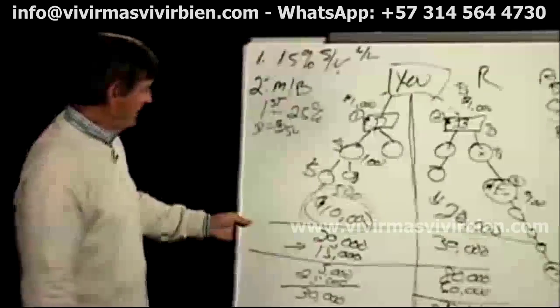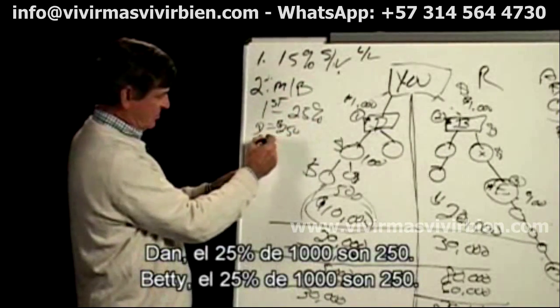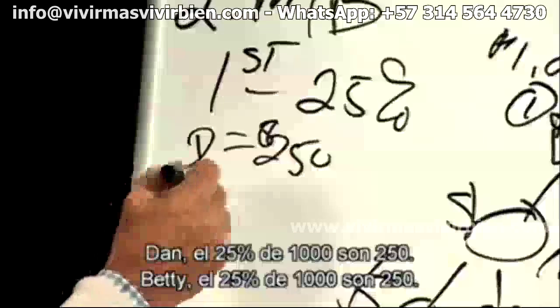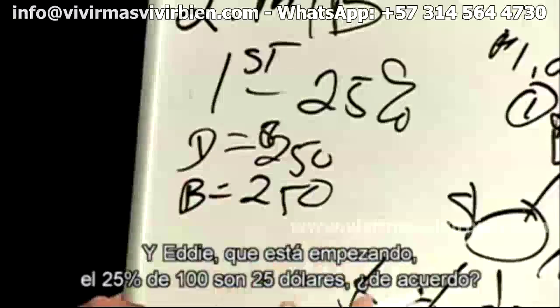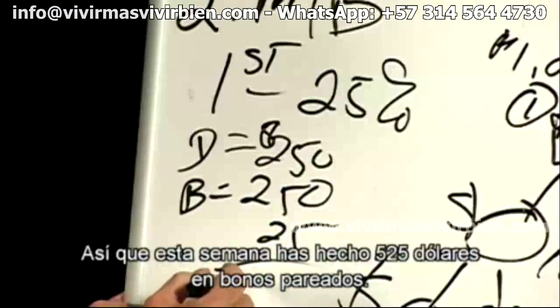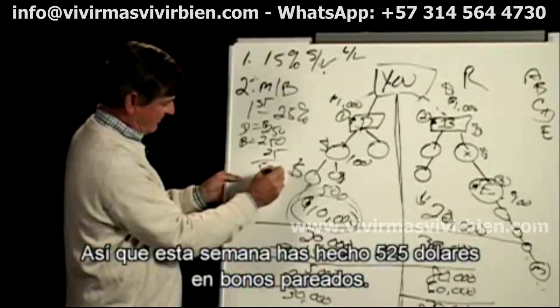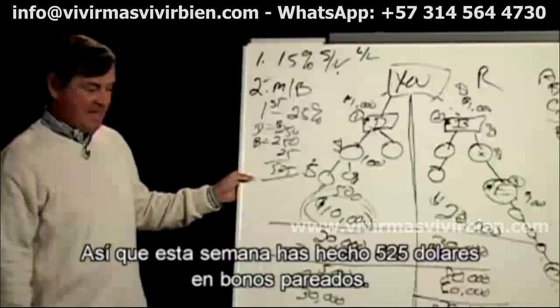Okay? Well, on Dan, 25% of $1,000 is $250. On Betty, 25% of $1,000 is $250. And on Eddie, just getting going, 25% of $100 is $25, right? So you made $525 for the week in matching bonuses, right?